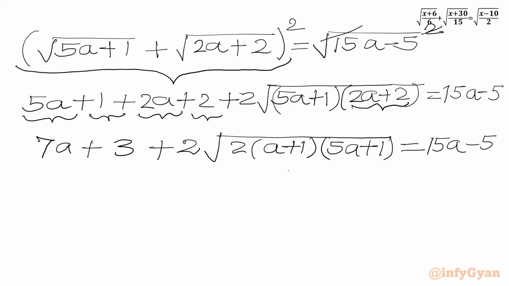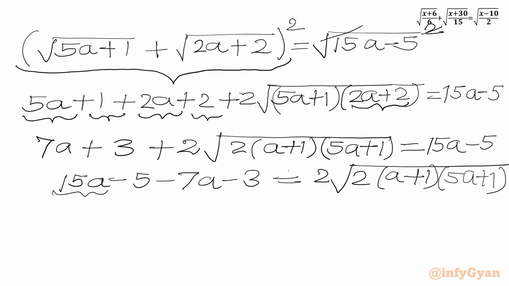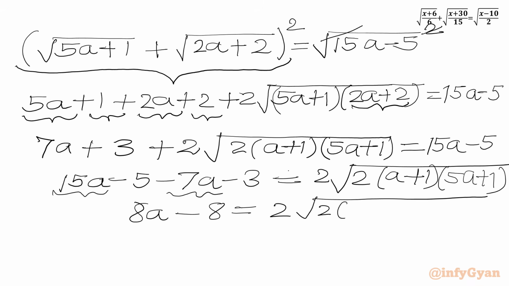Now we are going to subtract 7a plus 3 from both the sides and we can write 15a minus 5 minus 7a minus 3 equal to 2 times the square root of 2 times a plus 1 times 5a plus 1. 15a minus 7a will be 8a, minus 5 minus 3 is minus 8, equal to 2 times the square root of 2 times a plus 1 times 5a plus 1.